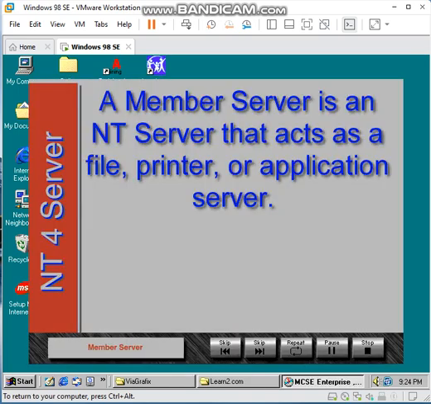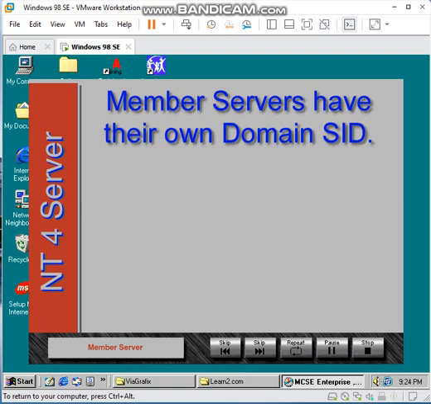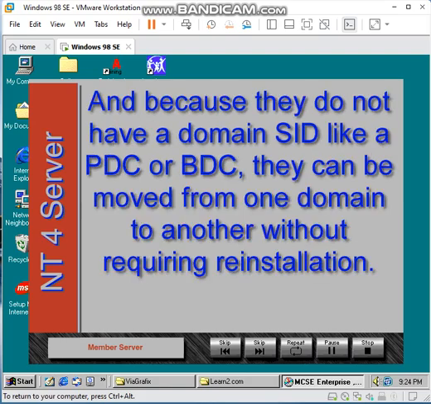A member server is an NT server that acts as a file, printer, or application server. Member servers have their own domain SID, and because they do not have a domain SID like a PDC or BDC, they can be moved from one domain to another without requiring reinstallation.